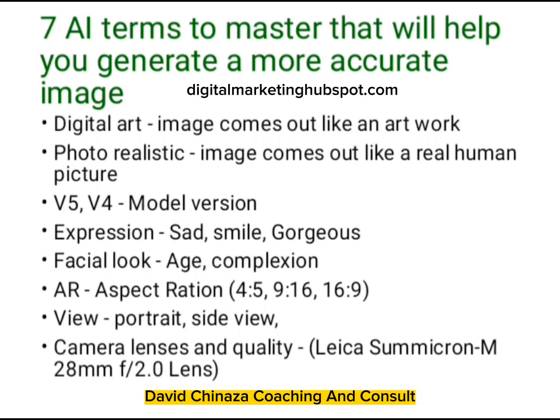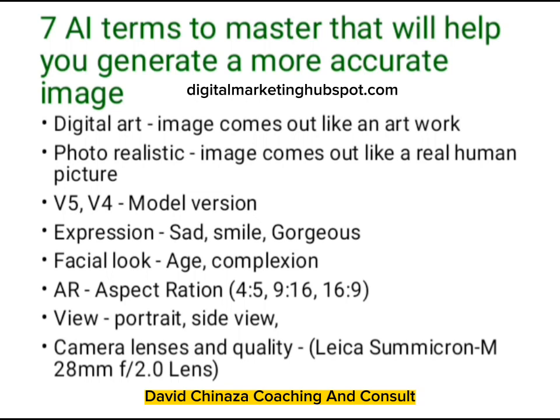Then in some prompts, and when generating your own prompt, you will see things like AR. AR means aspect ratio. Aspect ratio simply means the dimension that you want your image to be produced as. For example, we have 4:5 aspect ratio, 9:16, and 16:9. These are different aspect ratios for Facebook, YouTube, and Instagram.